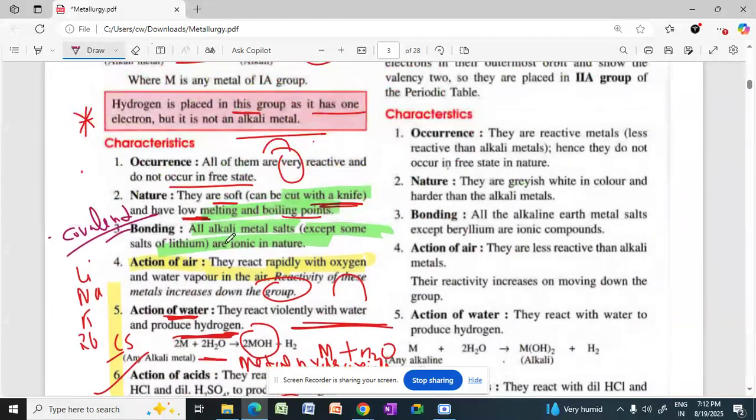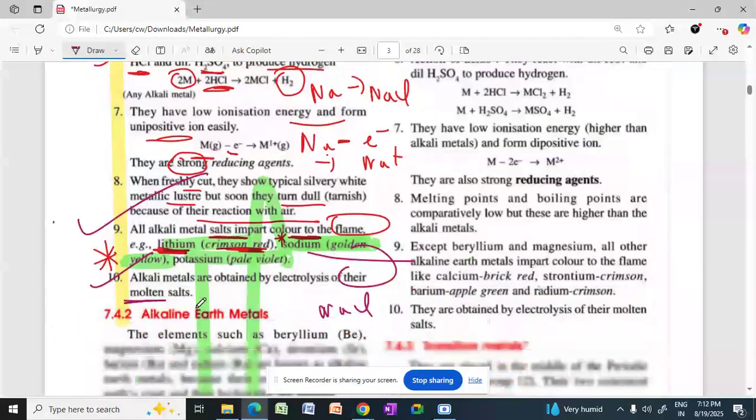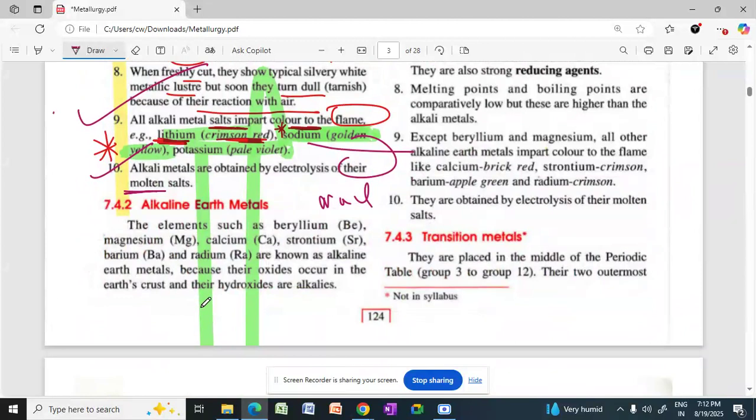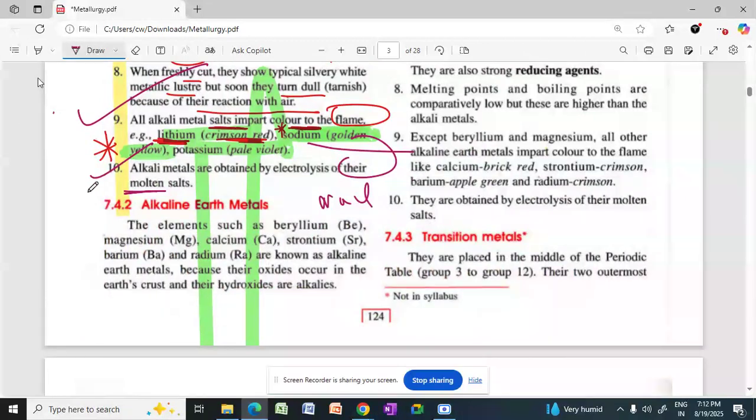Arjun, is this clear? Maybe proceed. Next, we will discuss after 5 minutes alkali metals, alkaline earth metals.